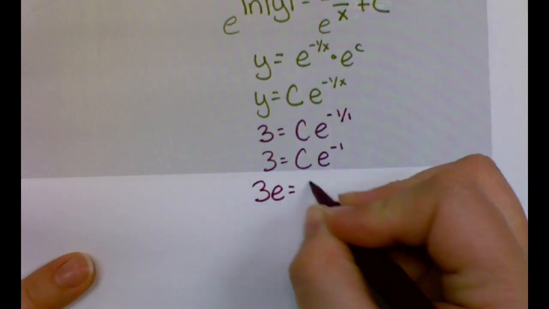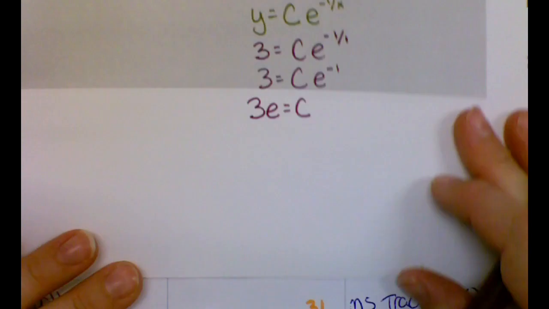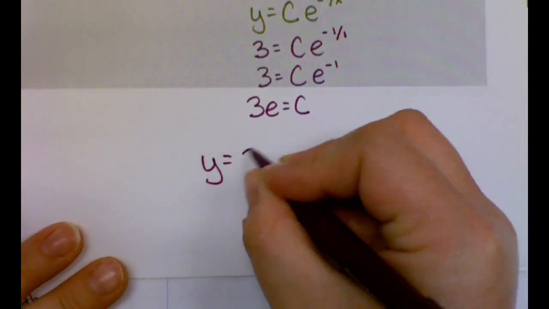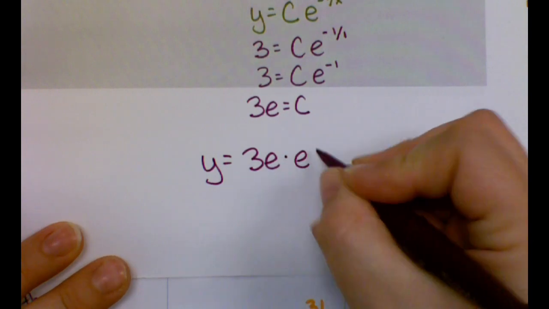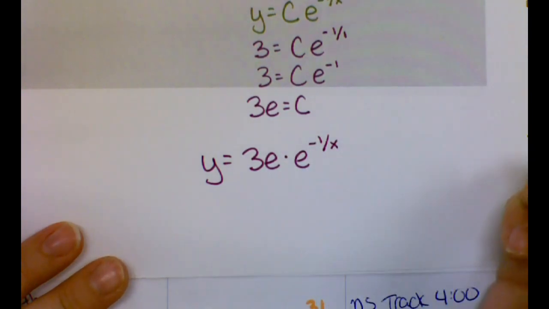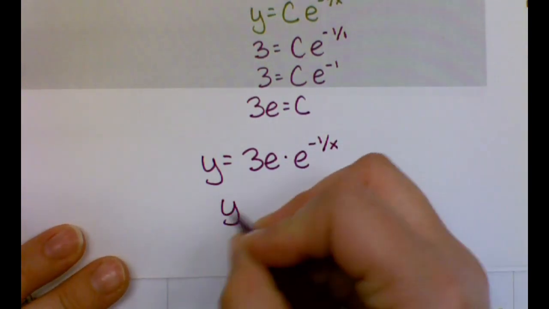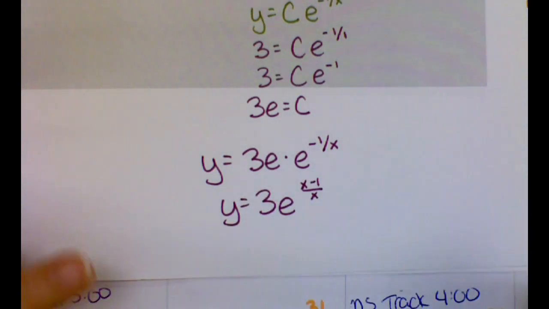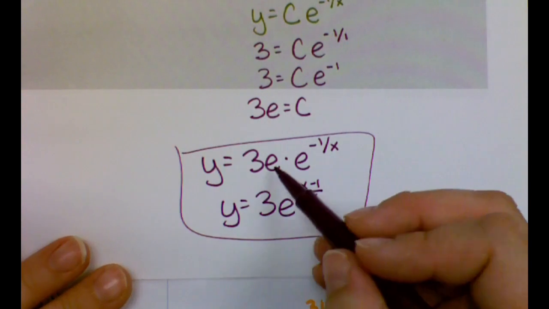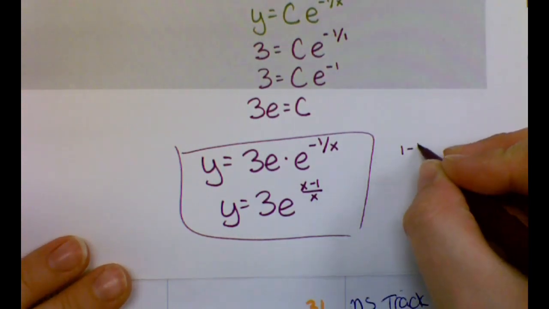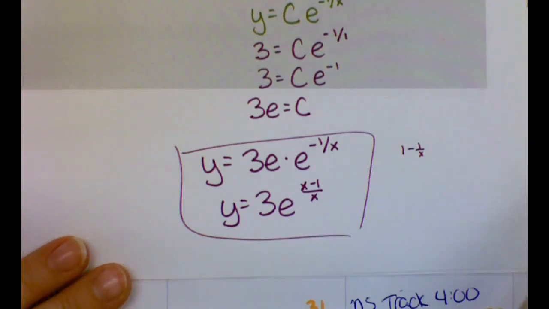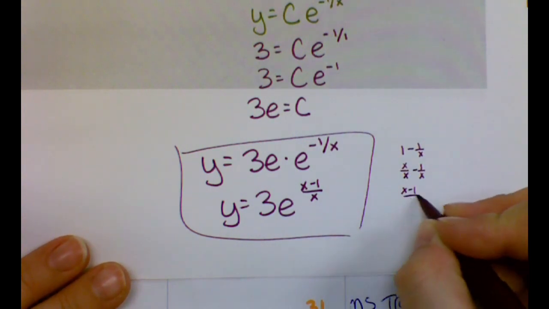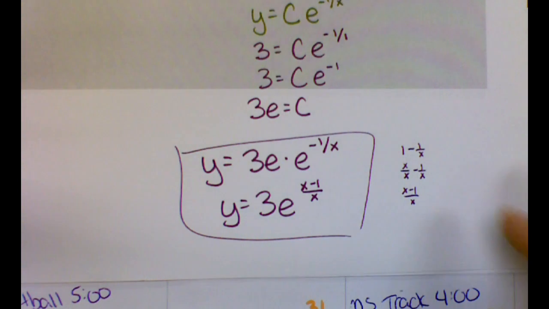C is 3e. All right, then I will plug that right on back in. Y equals 3e times e to the negative 1 over x power. You might also see this combined into something like this, 3e to the x minus 1 over x power. Either of those, totally fine. They just took the exponents, 1 plus negative 1 over x, got a common denominator to make it x minus 1 over x. That would be okay, no worries.